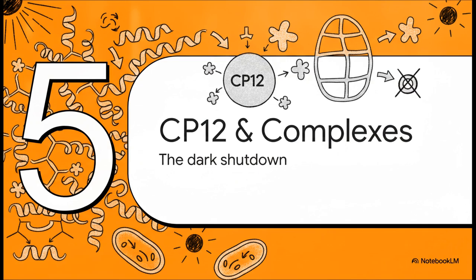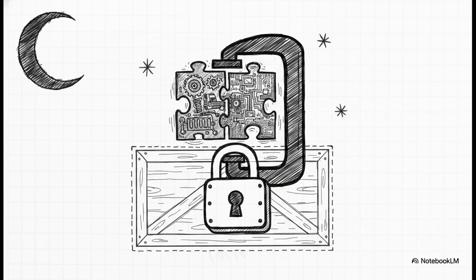Section 5, CP12 and Supramolecular Complexes. The dark shutdown. All right, so we've talked about chemical modifications and environmental shifts. Now let's look at spatial and structural regulation. This involves a fascinating little protein called CP12. Remember, the plant's ultimate goal in the dark is to prevent the wasteful consumption of ATP and NADPH.